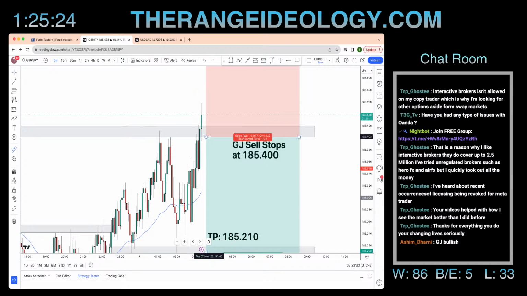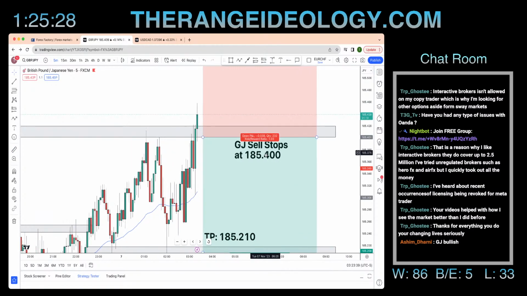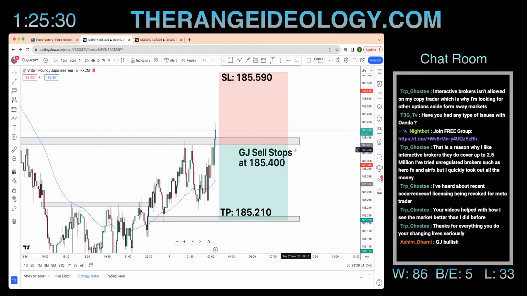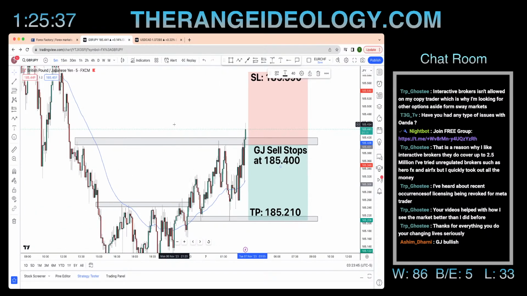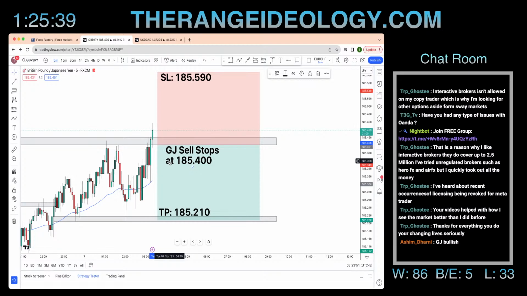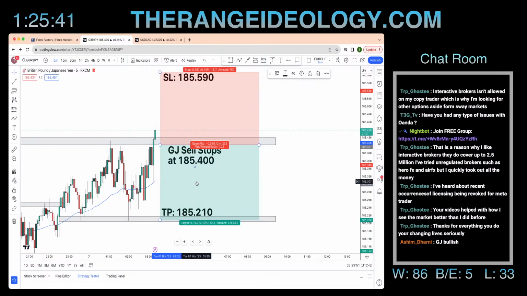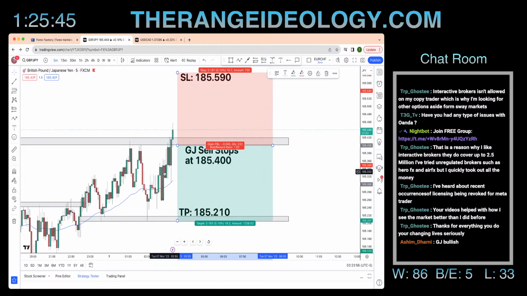It's a comfortable amount of space here. It was about, what, 5-6 pips. I'm going to go ahead with sell stops here, and this is the setting. So sell stops 185.400. We got 185.590 for the SL and 185.210. We have 400 right there. Yep.